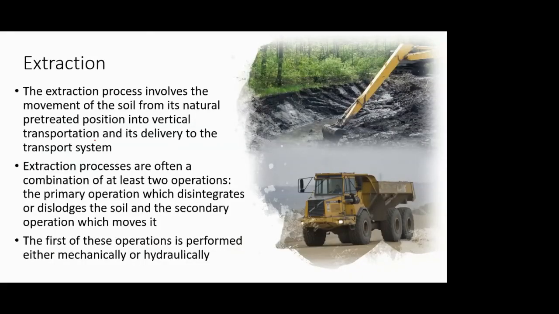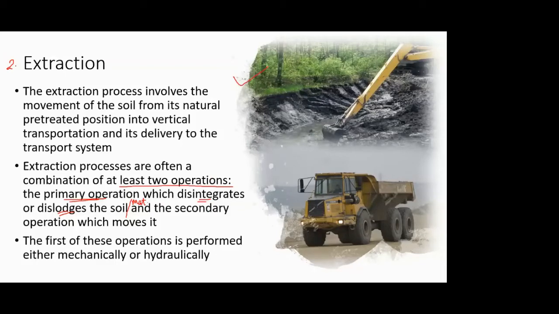Then we start with the actual dredging, and the second step which comes into picture, that is extraction. Extraction is obviously, from the name itself you will understand it, that whatever is the material that we are intending to shift, we extract, take it out from its original position, and then also we have to transport it. So the extraction process itself consists of at least two operations. The primary operation is disintegrating or dislodging the soil or the material, not always soil, the material can be a rock also.